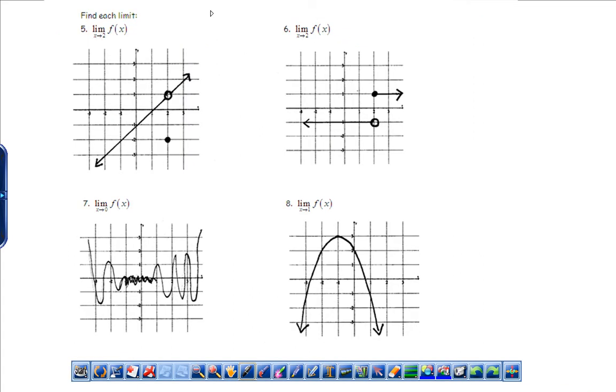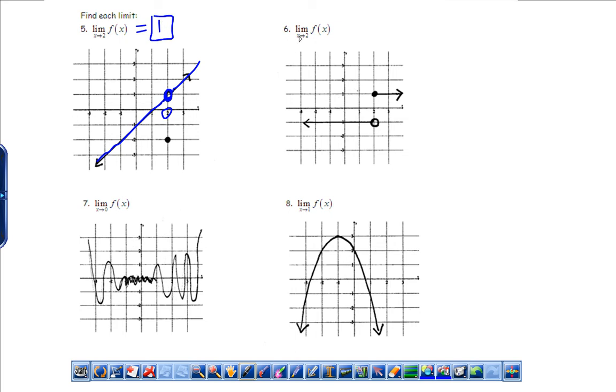All right, for these graphs, it says find each limit. For the limit of this function as x approaches 2, what we're going to look at is the function. As it approaches 2, here's 2, it gets closer to 1. And when the function goes this way, as it approaches 2, it gets closer to this point right here. So I would say as the function approaches 2 from both directions, it gets closer to 1.